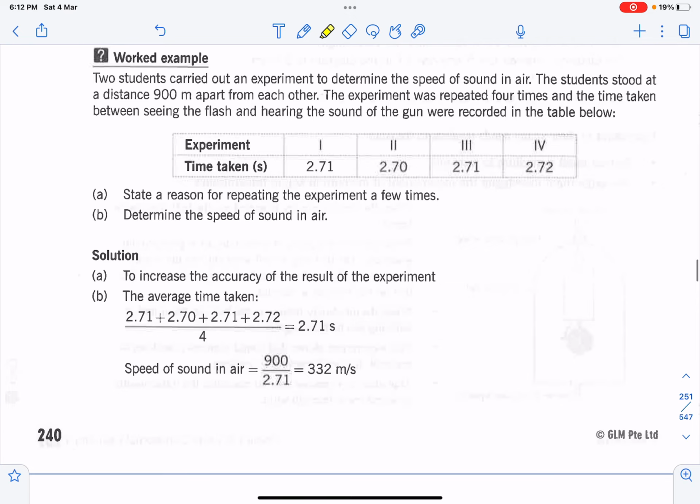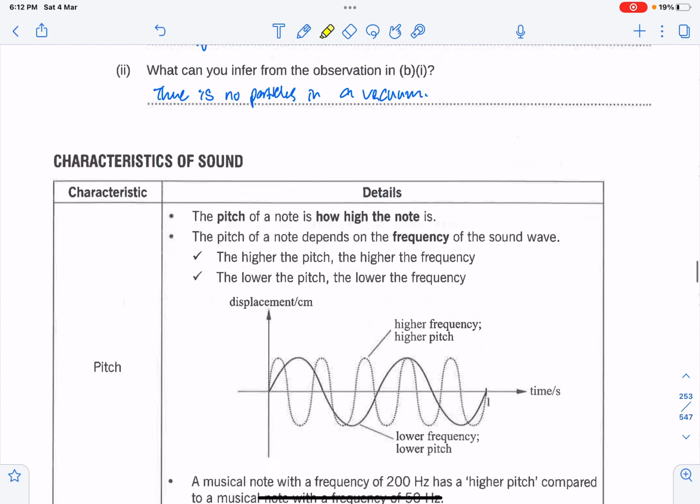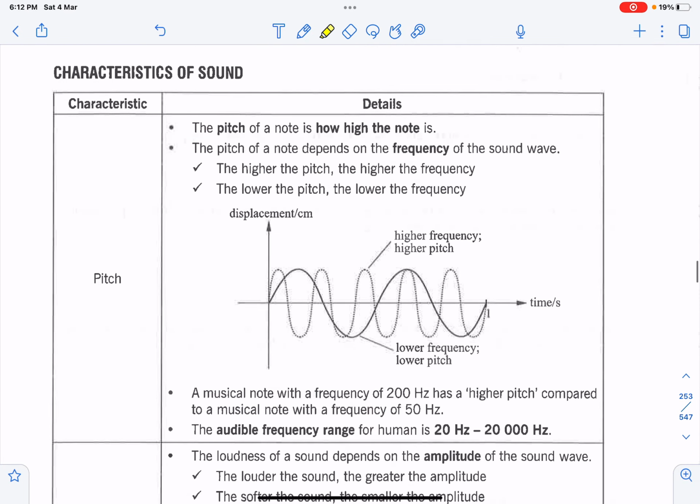Next, we take a look at the characteristics of sound. One very simple question they will ask you is, based on the difference in pitch and frequency, how did the sound change? In terms of pitch, pitch is how a note is generally either very high or very low, and this is determined by the frequency of the sound wave.